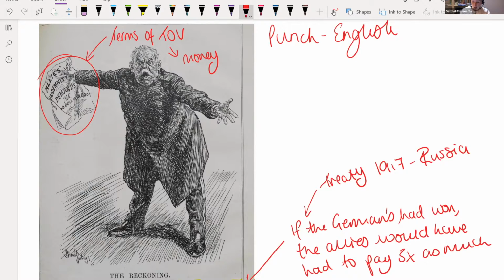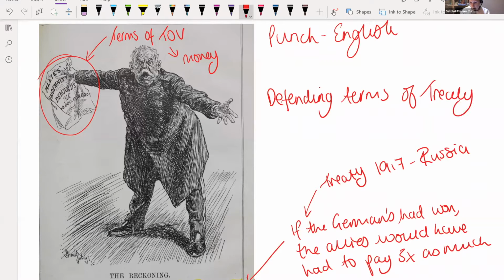Okay, what this cartoon is doing is defending the terms of the treaty. Okay, it's saying actually it definitely is justified. Okay, this is pro Treaty of Versailles, because it's saying if it was the other way around, they would have been more harsh on us, so it is fair. Okay, let's move on to the next one.